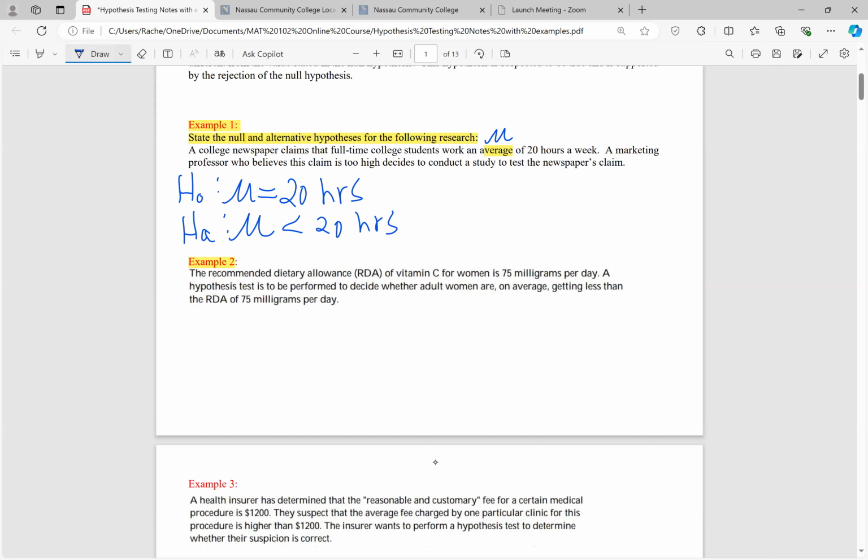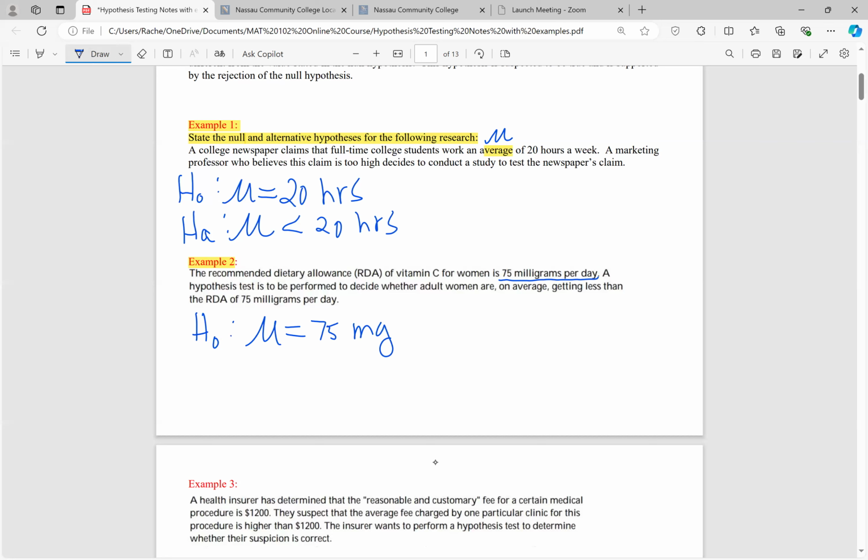So we're looking at adult women, that's the population. And the parameter of interest is the average amount of vitamin C that they're getting. So on average, what's the amount of RDA, the recommended daily allowance for vitamin C? Well, it's assumed to be, so the average or the mean, we're assuming it's 75 milligrams per day.